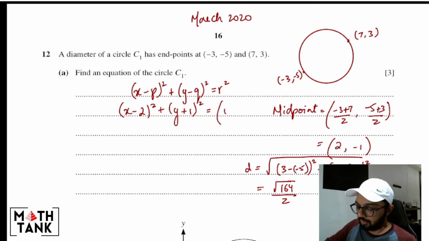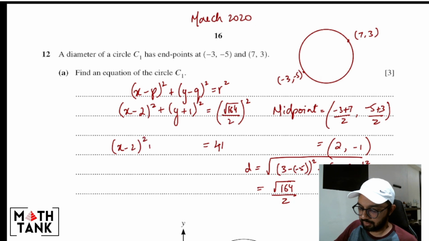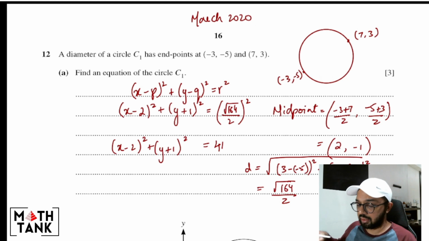Okay, I know that it gets squared, so I don't really need to worry about a lot of things here. I can just put this inside a root, divide by 2 and square it. That gives me 41. So the equation of the circle is x minus 2 whole square, y plus 1 whole square equals 41. I am hoping that's the correct answer. Let me just open up the marking scheme and keep it here so that I can review the answers as I do them.